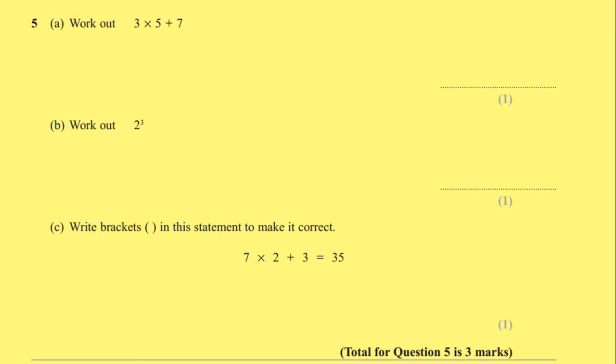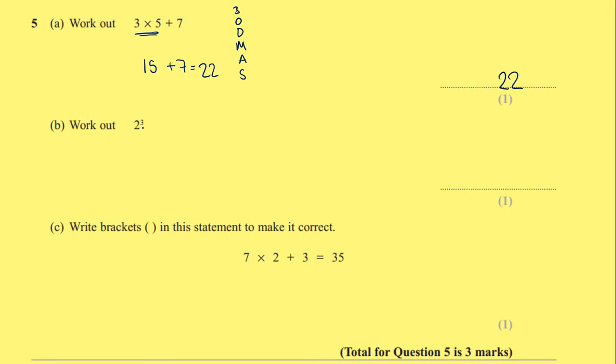Okay, moving on. 3 multiplied by 5 plus 7. Now this, you might call it BIDMAS or you might call it BODMAS, but I'm going to go with BODMAS. There's no brackets, there's no powers, no order, no operations, you might call it. There's no division, there is multiplication, so we're going to do that bit first. 3 5s are 15 with a plus 7 on the end. Now 15 plus 7 is 22. So 22 is your answer there.